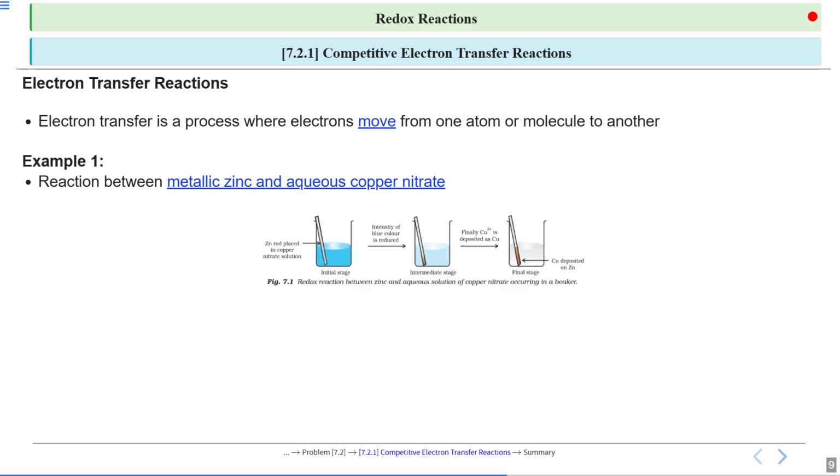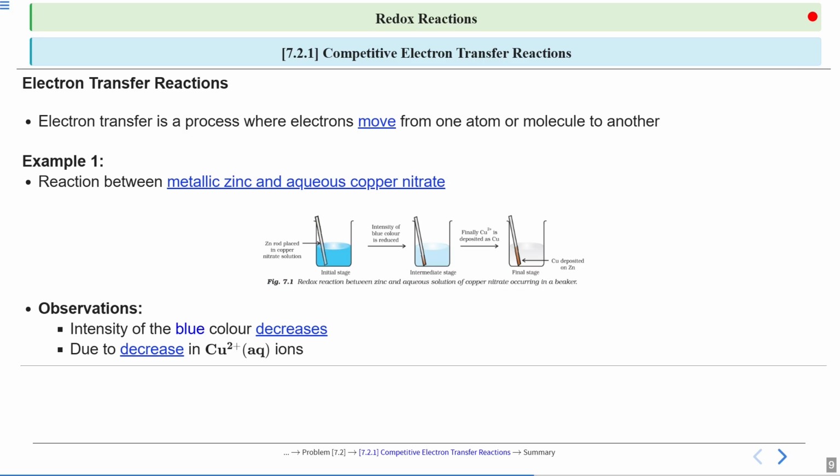Hence, we have concluded that when a zinc rod and copper nitrate solution were placed in a beaker, there must have been some exchange of ions taking place. So, what are our observations? The intensity of blue color decreases as we move from the initial state to the intermediate stage and then to the final stage.